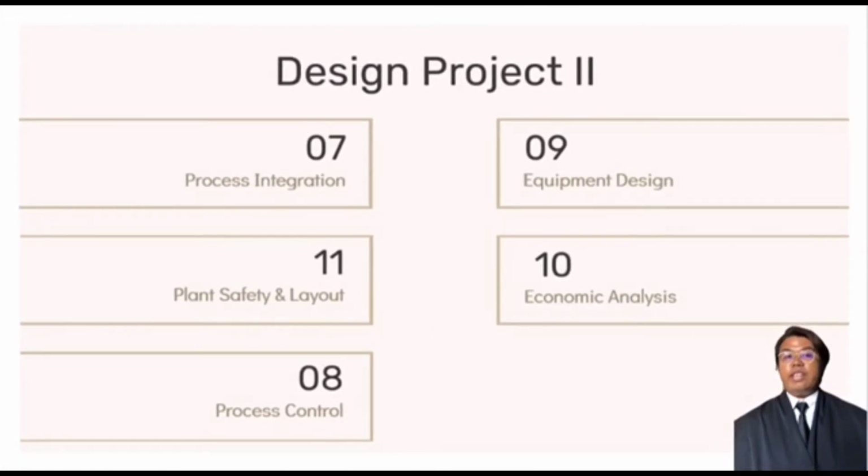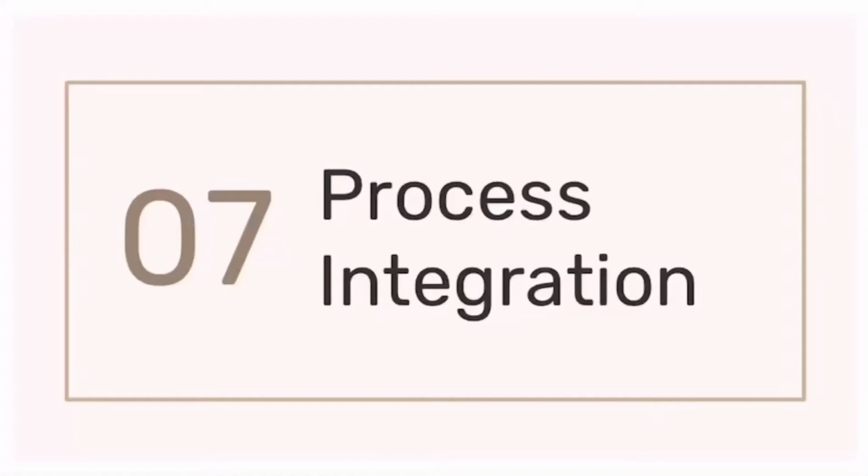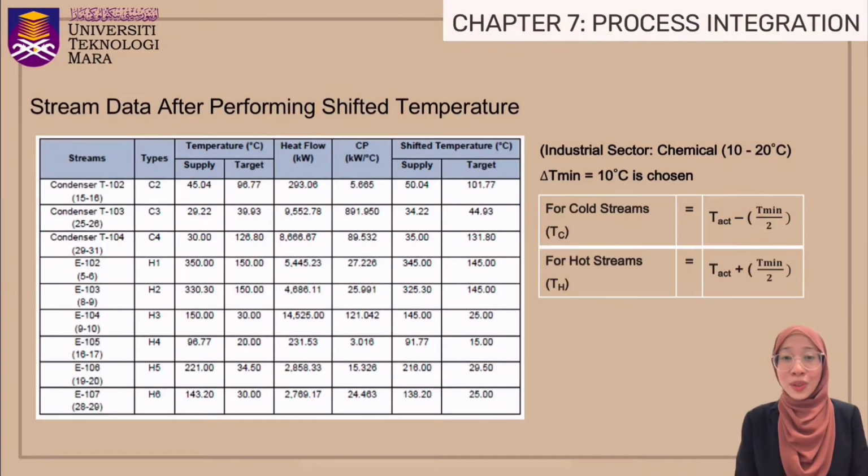Okay, now we are going to the next stage of our plan, which is the process integration, plant safety, process control, equipment design, and last but not least is the economic analysis. We proceed with the first chapter in Design Project 2, which is Chapter 7, Process Integration.